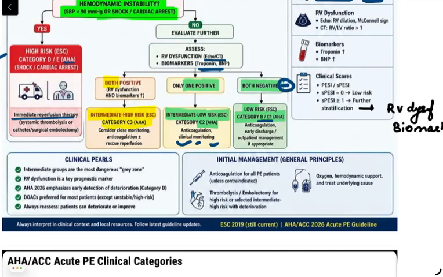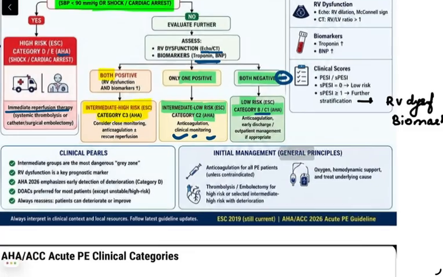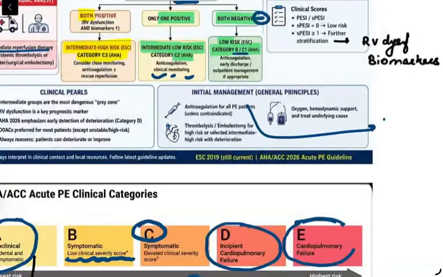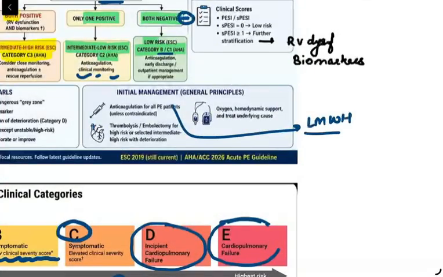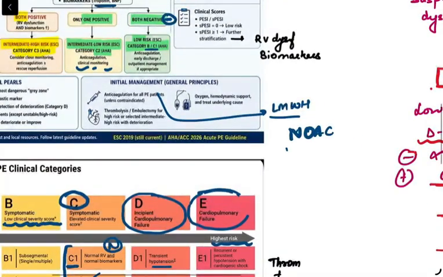Under anticoagulation, the first line option is low molecular weight heparin, which is used most commonly. If the patient is at high bleeding risk or hemodynamically unstable, you can use unfractionated heparin. Novel oral anticoagulants can also be used, such as apixaban or rivaroxaban.